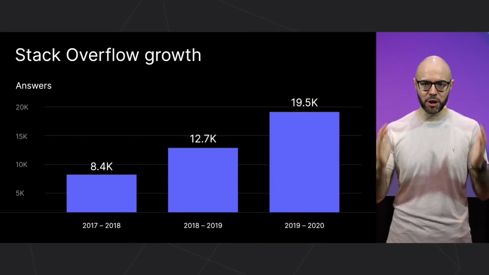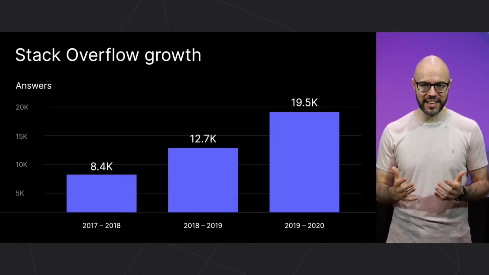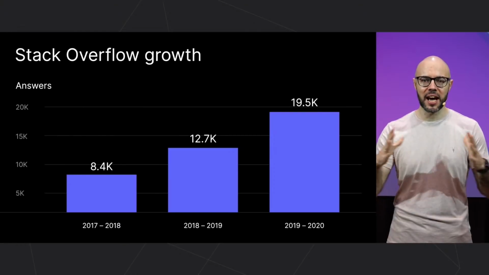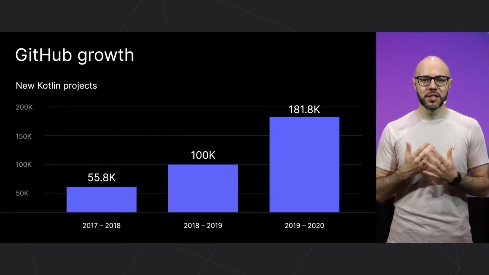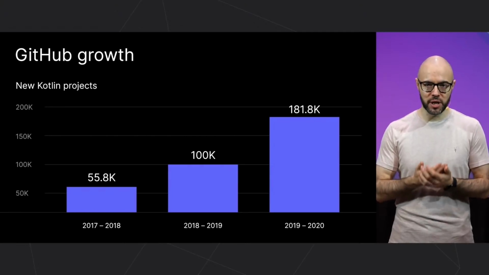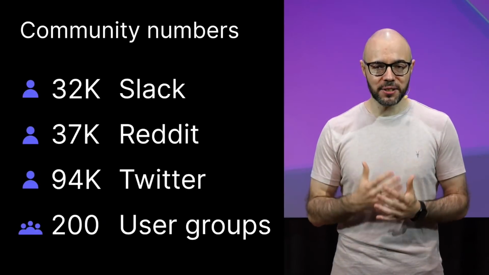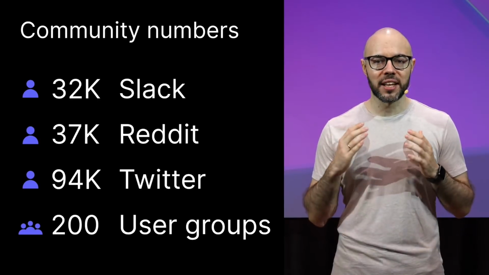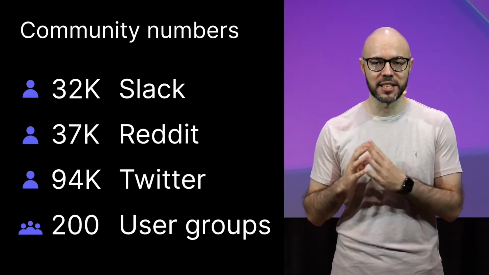For example, on Stack Overflow, there are more and more questions and answers about Kotlin every year. Each new question posted on Stack Overflow helps not just the author, but everyone who visits it, and that can be hundreds or thousands of people. Nearly 200,000 new repositories were created on GitHub this year, with Kotlin as a primary language, which is twice as many as the year before. Over 30,000 Kotlin developers are now exchanging knowledge and supporting each other on Slack and Reddit, and more than 90,000 people now follow our official Twitter account for tips, tricks, and announcements.